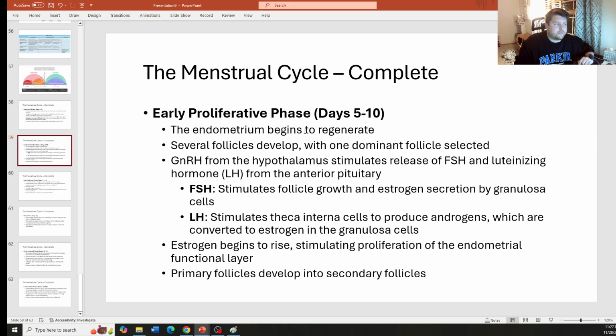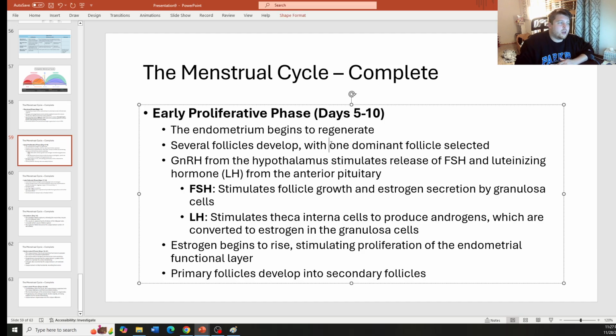Early proliferative phase, this is days 5 to 10. The endometrium starts to regenerate. Multiple follicles develop. One follicle is selected as the dominant follicle. This is the one that's going to end up being released. All of the other ones are going to go through atresia and get broken and degenerated back down.